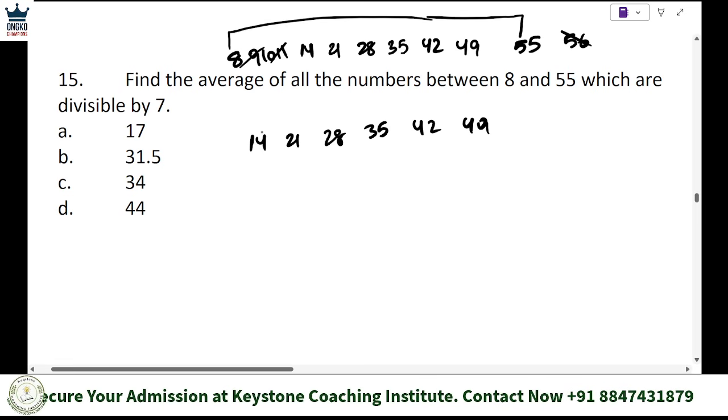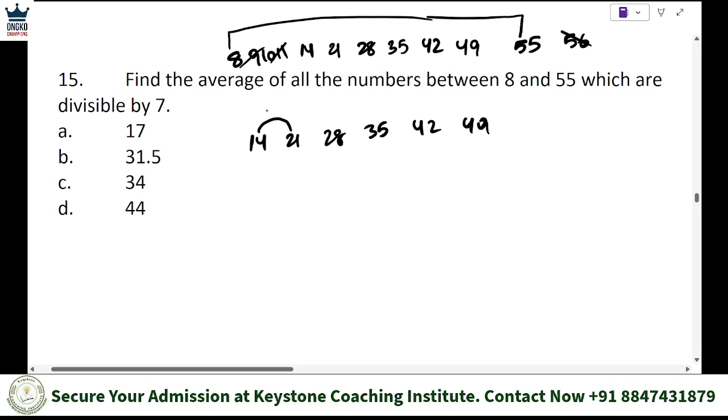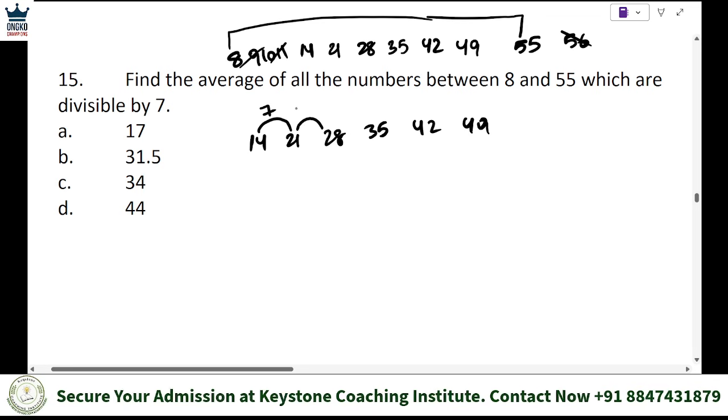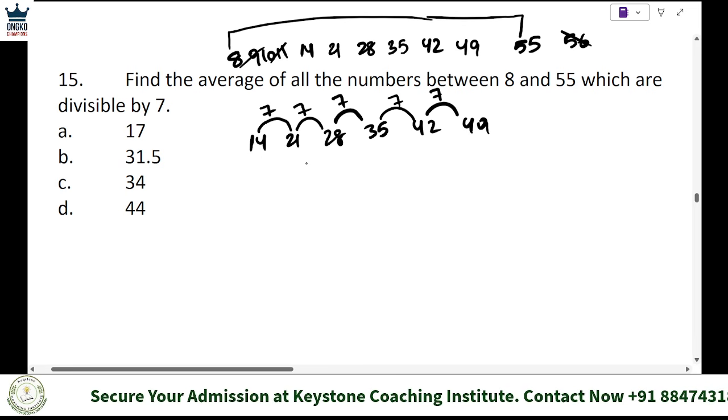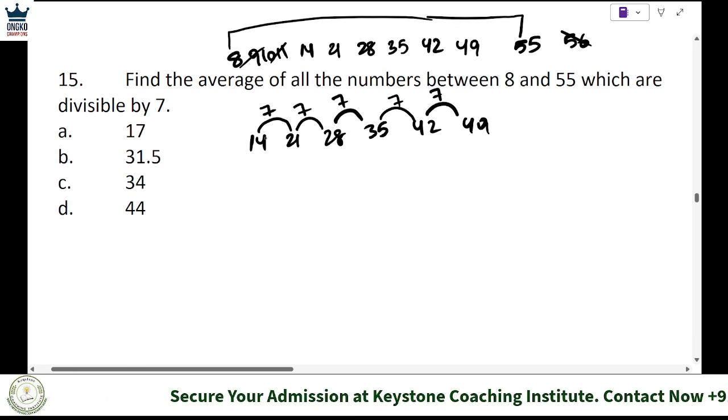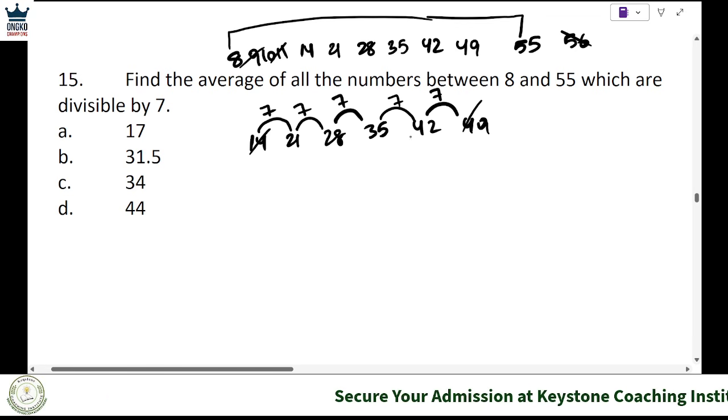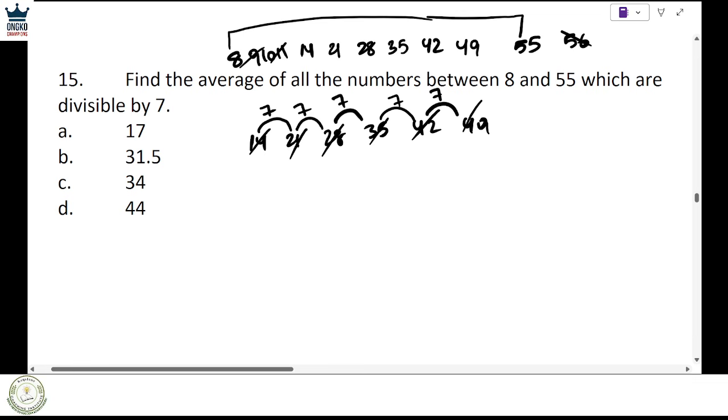Check their difference. If the difference is the same, 7, 7, 7, 7, 7. So if their differences are the same, that means side by side they cancel: 14 cancels 49, 21 cancels 42, 28 cancels 35.